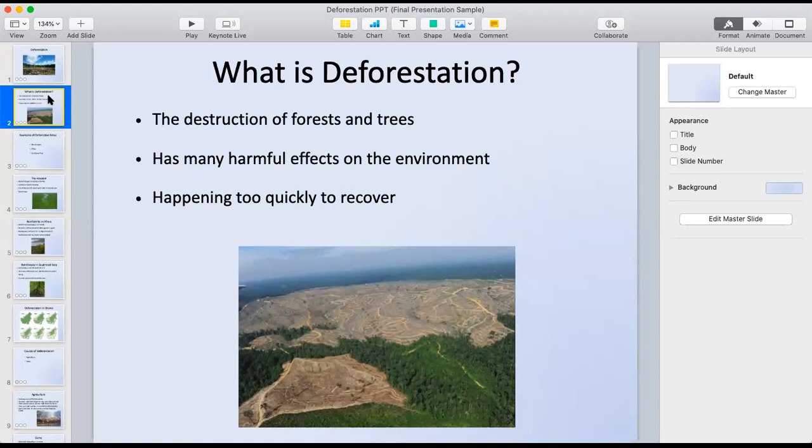Okay, it should include the agenda. What is the agenda? What are you going to talk about in this presentation? Don't explain to me deforestation when I don't know what your presentation is going to be about. Until now, I don't know if it's problem solution or if it's cause and effect.